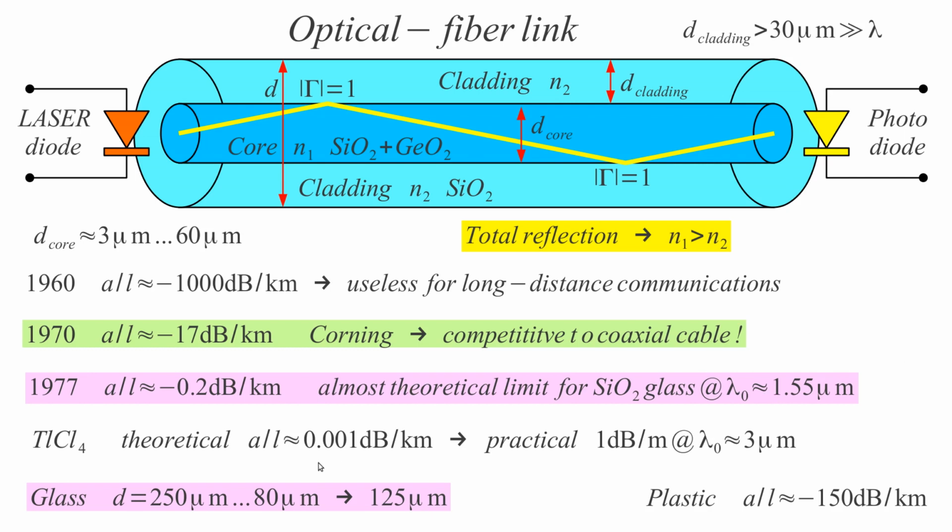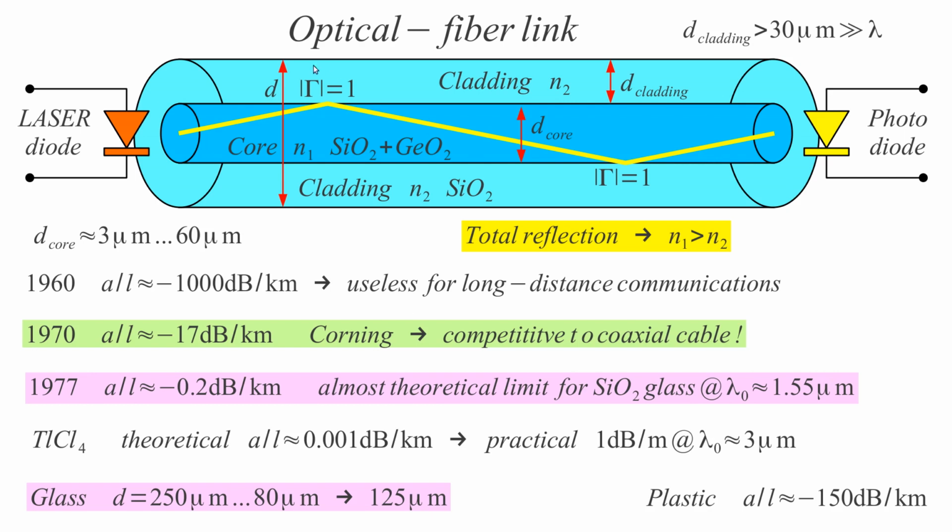There are other materials like thallium chloride that have a theoretically much lower attenuation than silica glass. There should be a minus sign here; the minus sign is missing. But in practice the losses are 1 million times higher at a wavelength of 3 micrometers, so this is not useful. Thallium chloride is not useful at 1.5 micrometers, but at 3 micrometers.